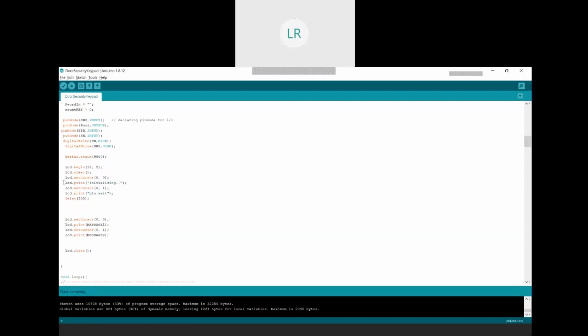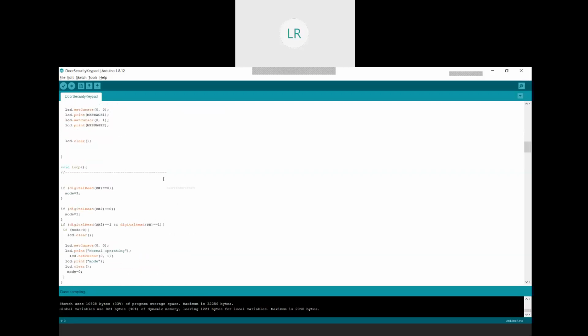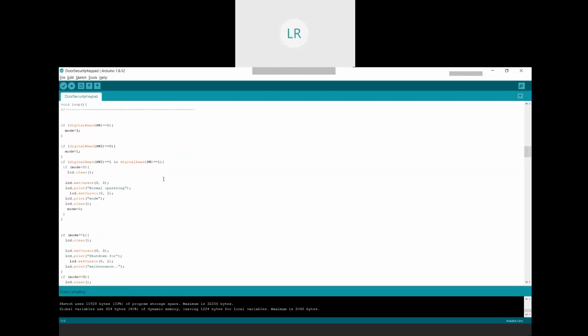When the simulation starts, the screen starts to print initializing, please wait. Now we can start using our simulation. As I mentioned earlier, the switches during open state are actively high, and during closed state actively low, for both the switches.